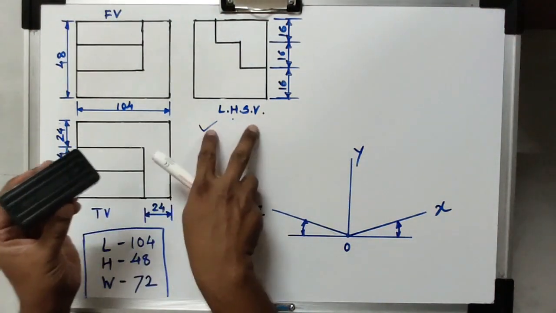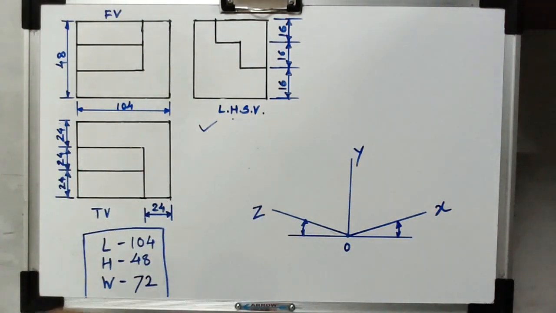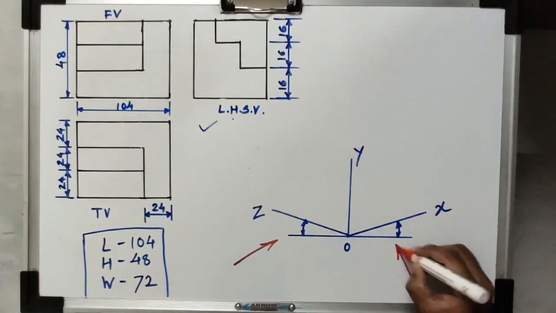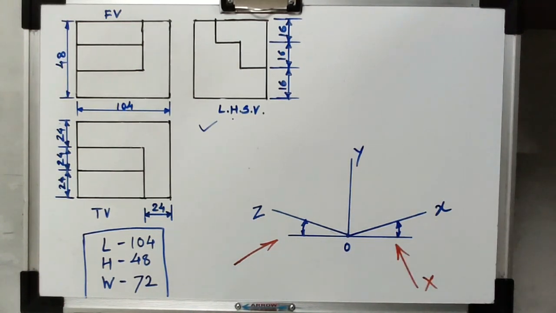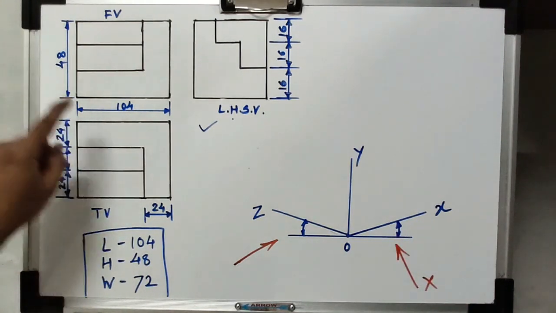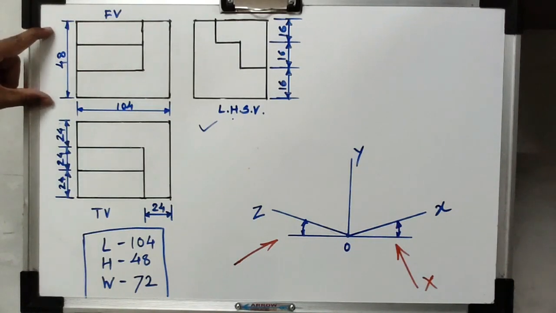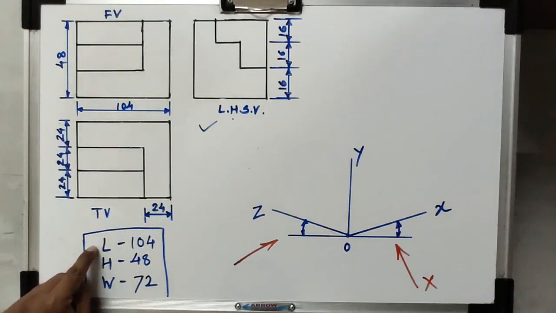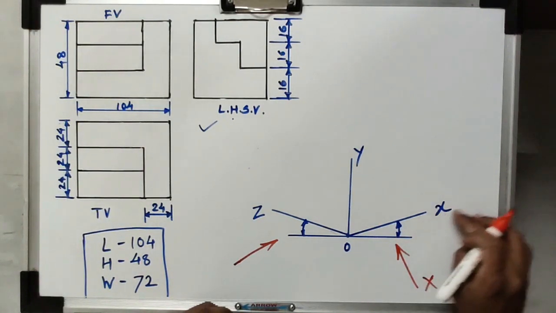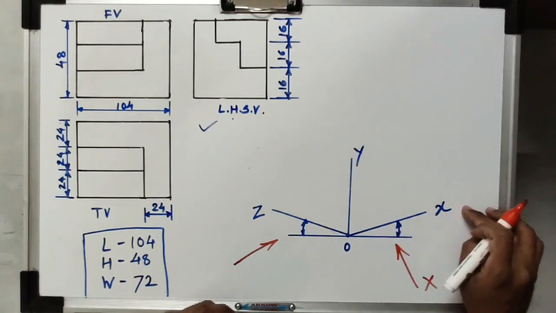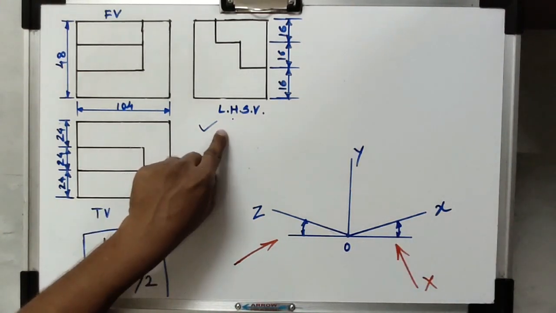The left hand side view means we have to observe the object from the left side. Then the front view direction will be this one, meaning this is the x direction, and in the front view the length and height are known to us. The length is 104 and the height is 48 mm. So the length 104 will be represented on the x axis, on the right side inclination line. This is the purpose of the left hand side view.